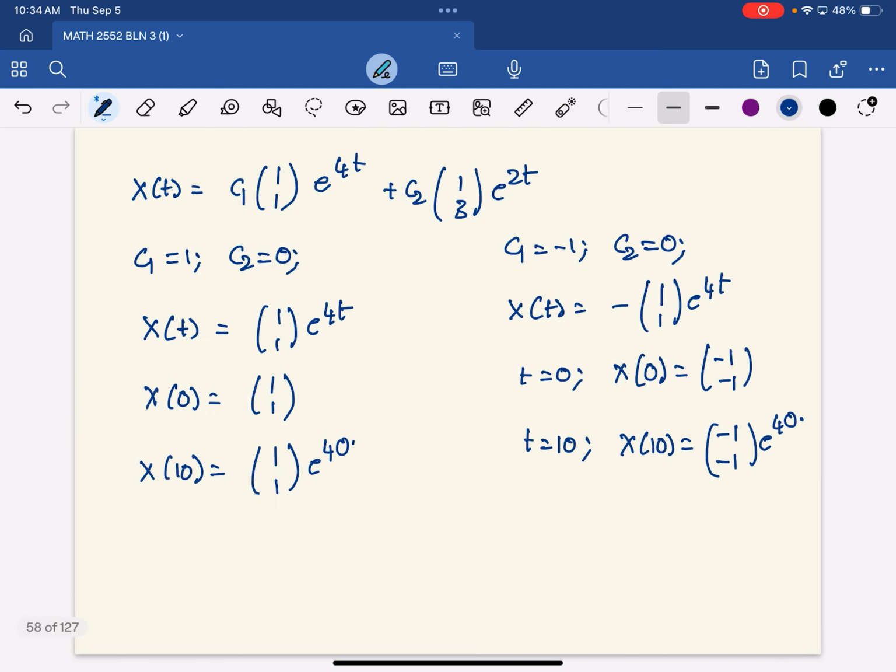Put C1 as 0 and C2 as 1, and do the same for the other eigenvalue. Clear?